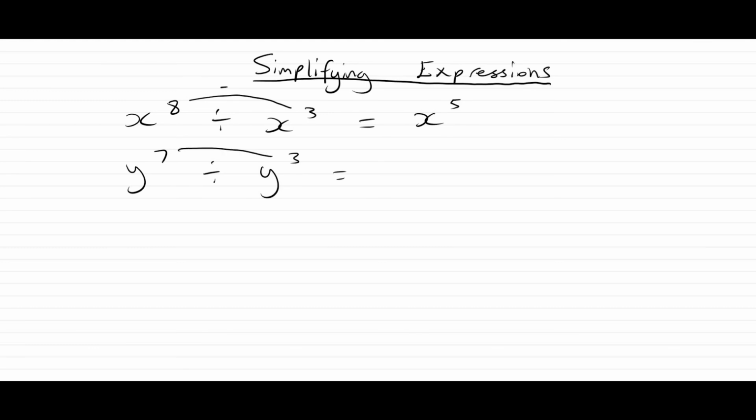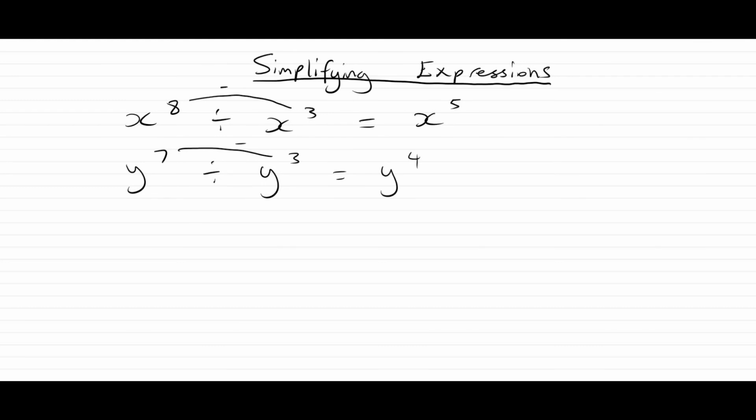Right, so dividing is kind of similar to multiplying. For argument's sake, if we have x to the 8 divided by x to the 3, again, you'll just subtract these indices. So you have x to the 5, right? Or if we have y to the 7 divided by y to the 3, you'll again subtract these indices. So you have y to the 4.